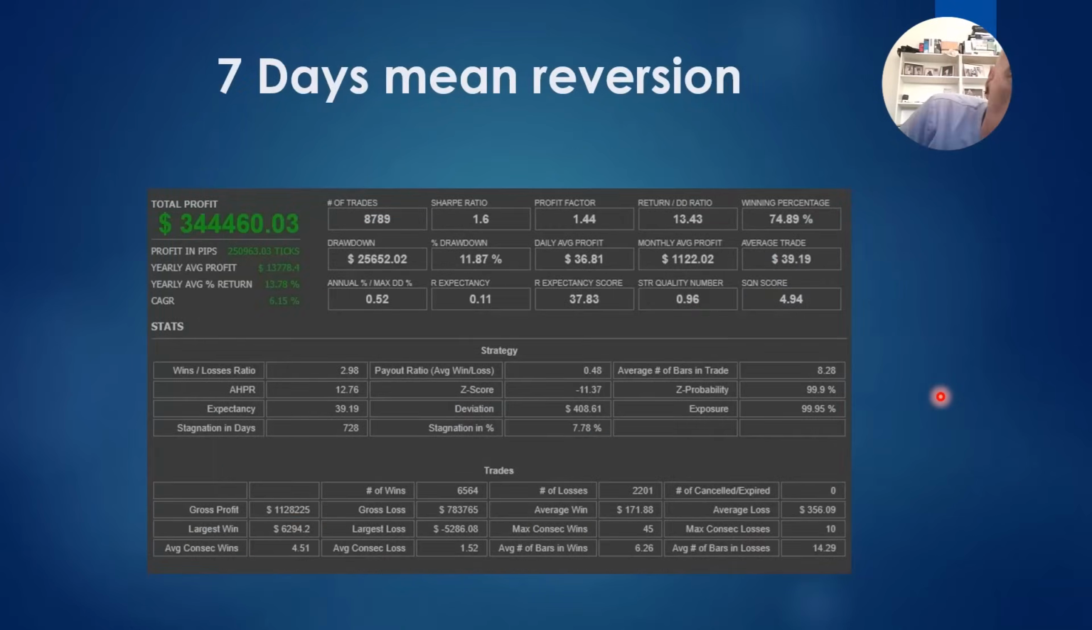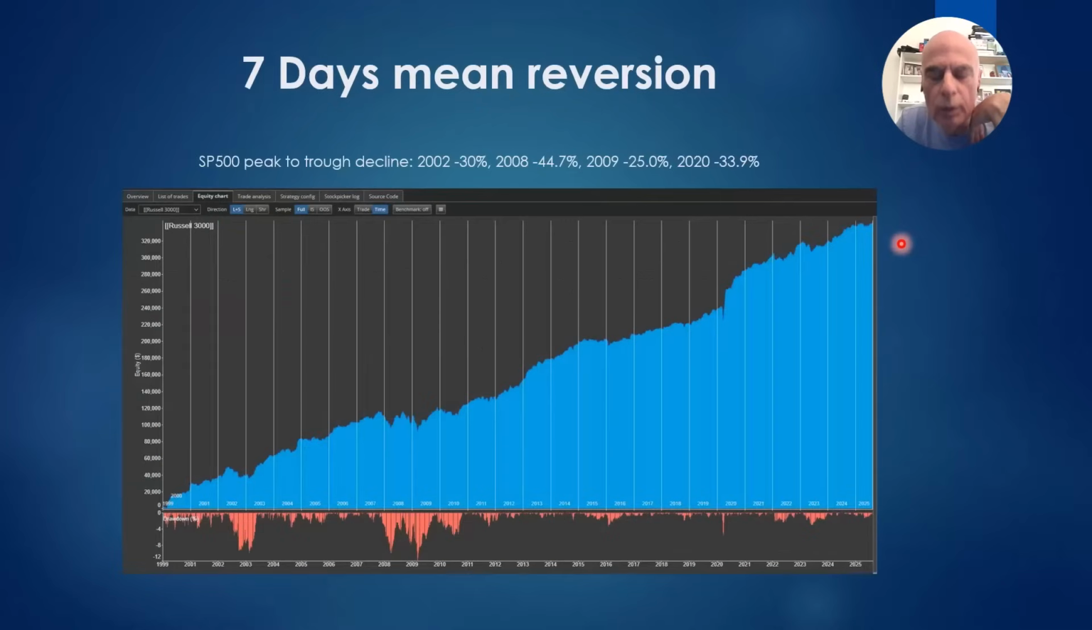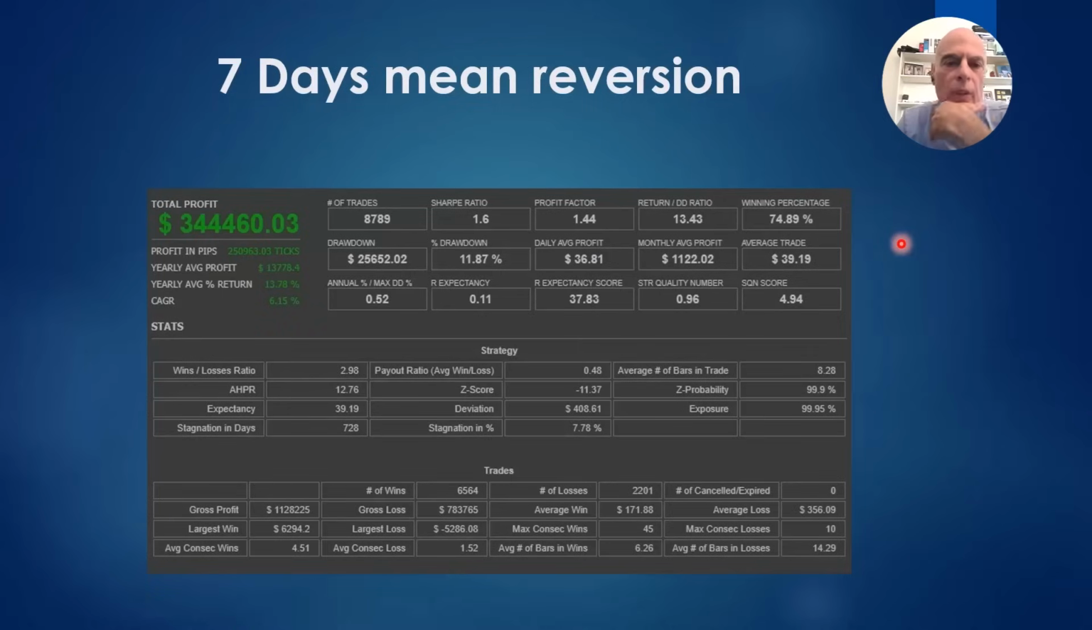The performance of this particular strategy is 13% annual rate with 6% compounded, 1.44 as the ratio, and the return to drawdown ratio is a little bit over 13, and it has a fairly high winning rate. I want to mention something from the previous slide. I did not put the buy and hold for SPY, but it's also outperforming the SPY buy and hold strategy.